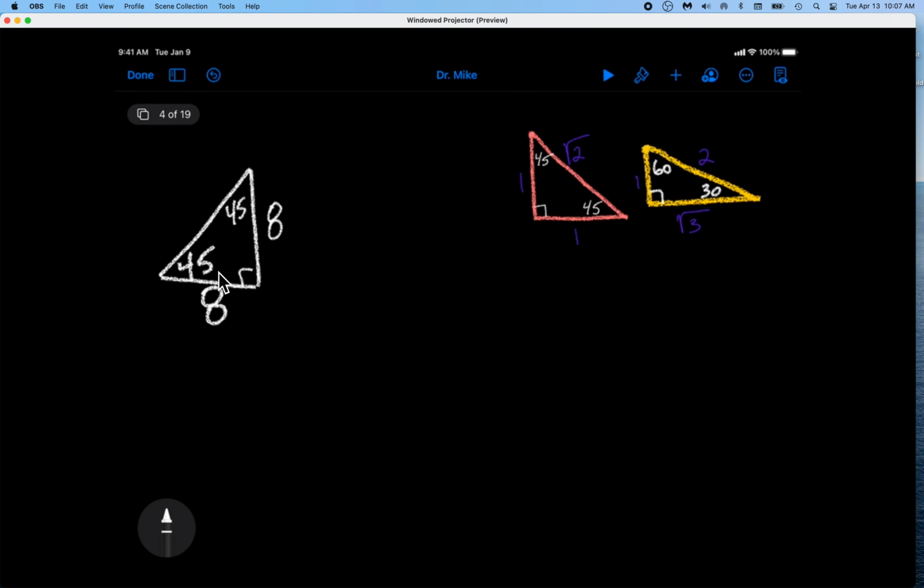So what you do is you say to yourself, okay, I am moving from the side opposite the 45. We have that value, that's 8. And I'm moving to the hypotenuse, which is the side opposite the 90 degrees. Okay, so let's call that x. So we're moving from this to there.